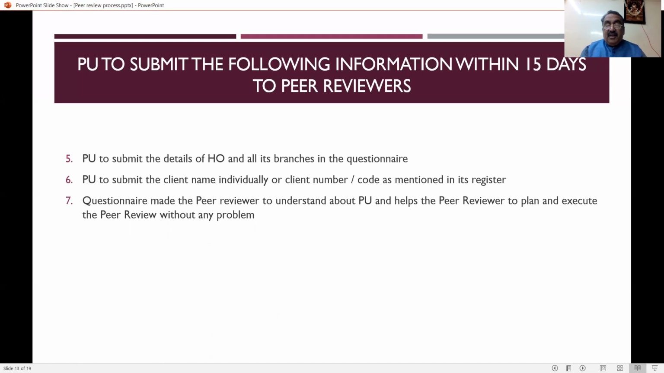The questionnaire makes the peer reviewer understand about the PU. What is the purpose of the questionnaire? It makes the peer reviewer understand about the practice unit, and it helps the peer reviewer to plan and execute the peer review without any problem. So the questionnaire contains everything about the practice unit. All the details are submitted by the practice unit to the peer reviewer, so that the peer reviewer can come to a conclusion and do any sort of planning to conduct the peer review.